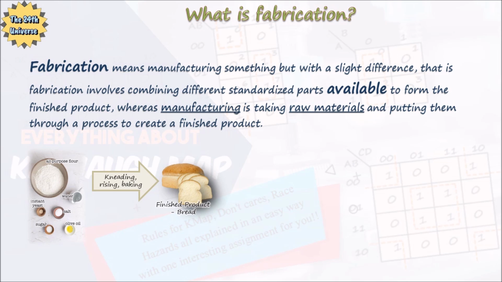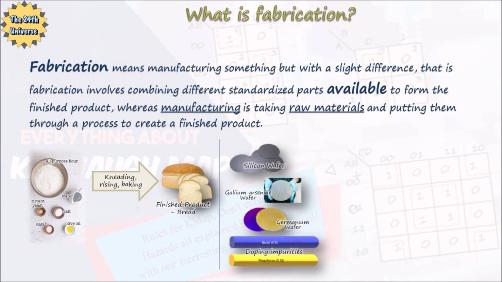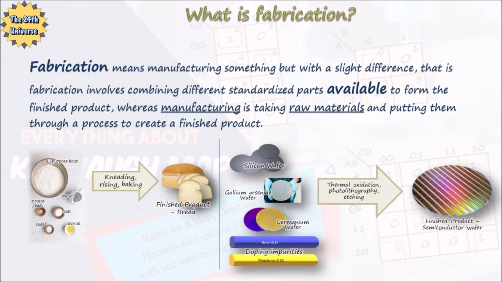Similarly, for making semiconductor devices, we choose the available resources such as silicon wafers, germanium wafers, gallium arsenide, indium phosphide, and doping impurities like boron and phosphorus, and then various organized processes such as thermal oxidation, photolithography, and etching are carried out to get the finished product, that is the semiconductor device.